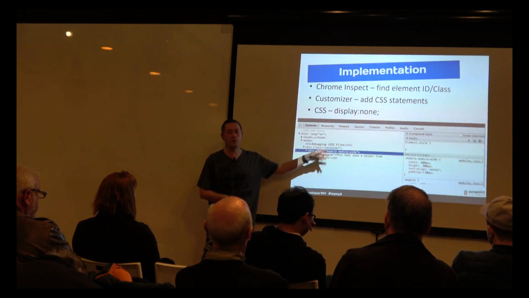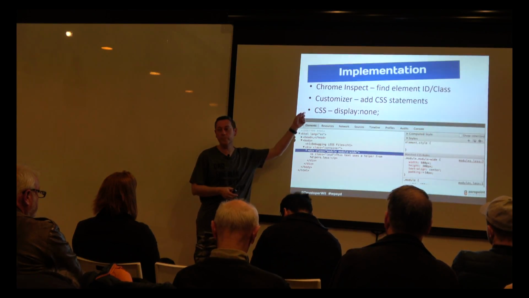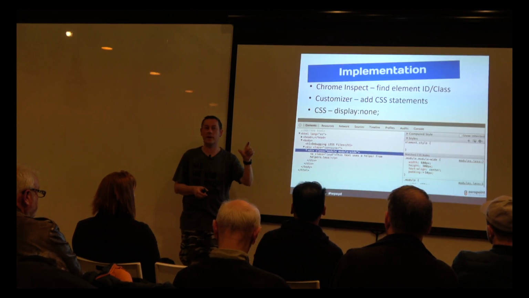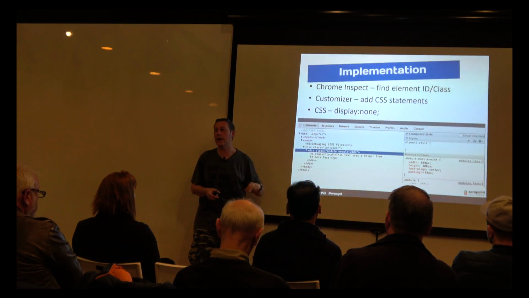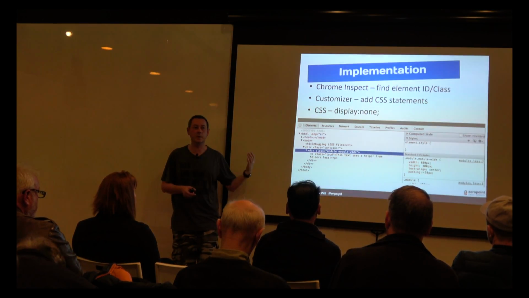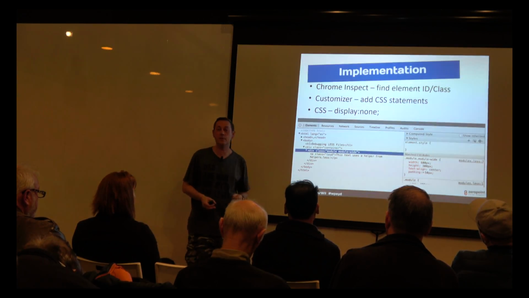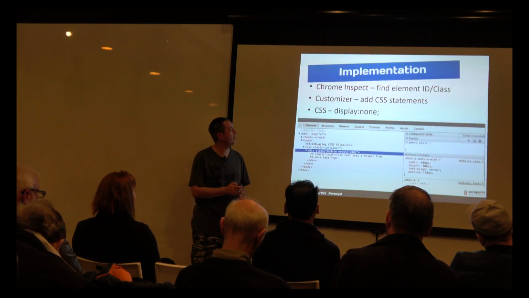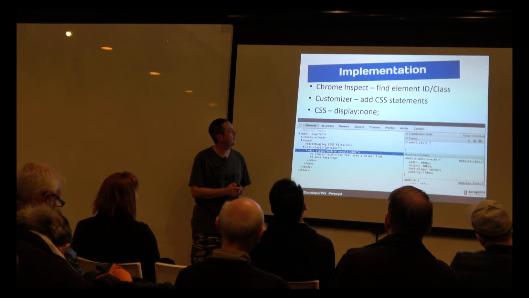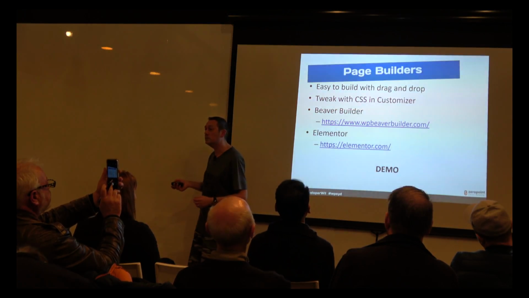You can do it in real time in Chrome Inspect, but if you want to make it permanent, you go into your customizer and additional CSS, and you enter that statement for the area. So either a class, which is a dot, or an ID, which is a hash, and display none, and it disappears. So you can miraculously make your headers and your footers disappear for that one particular page. Should I try and demo that? Yes, I should.